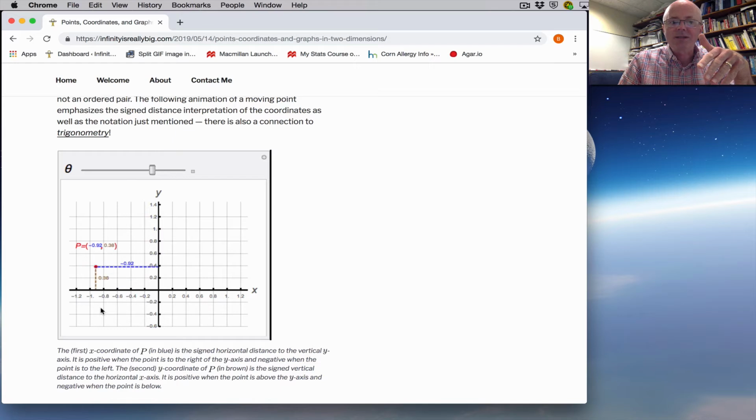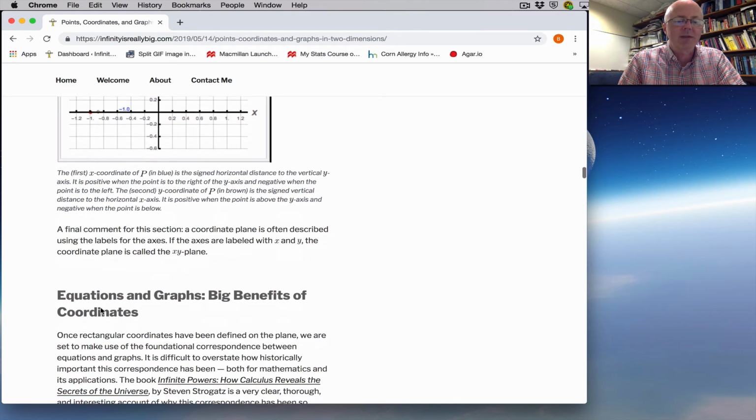That's a positive distance. When the point is to the left of the y-axis, you think of it as a negative distance. You see the blue line is labeled with a negative number. So the first coordinate is the signed distance or signed length of that blue line. For the second coordinate, you're looking at the brown line, the vertical line there. When the point is above the x-axis, that is positive. You think of that as an ordinary distance. And then when the point is below the horizontal axis, you think of it as a negative distance, like right about now. Very short time where it's a negative distance. So signed distances is another way to interpret coordinates like that.